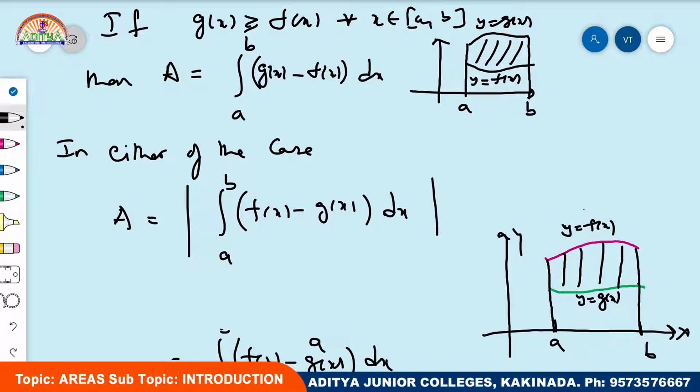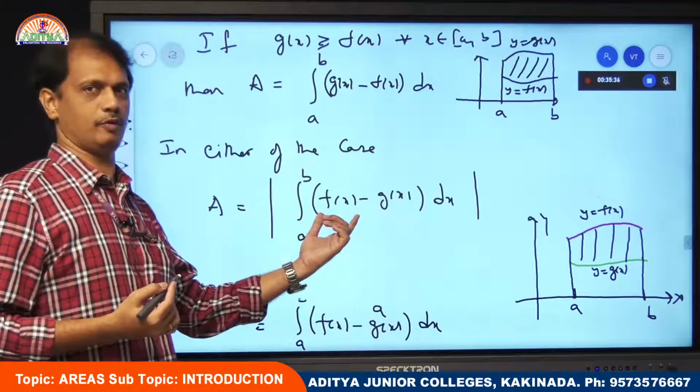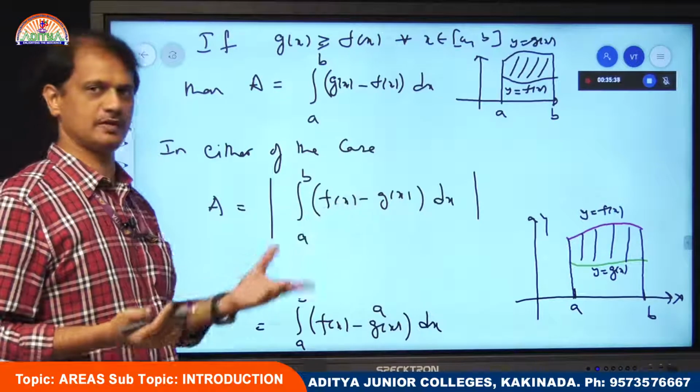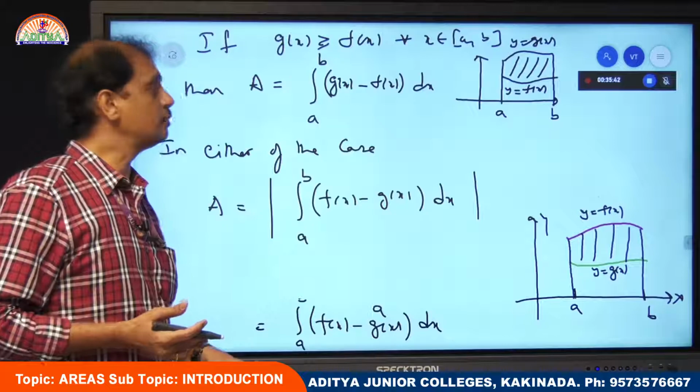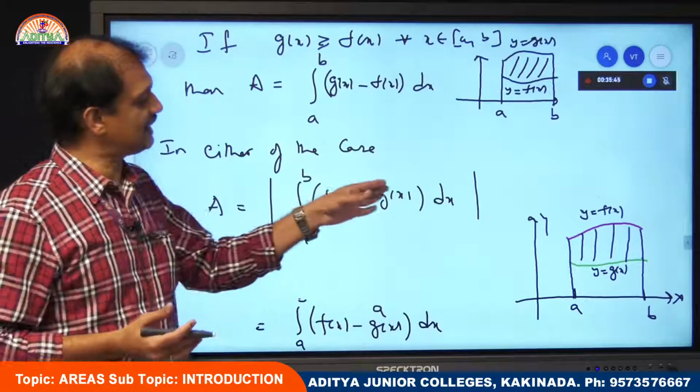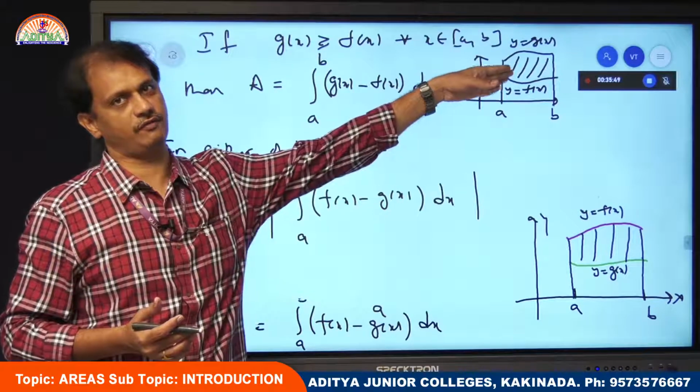Why am I considering it like this? Suppose f of x is more than g of x, then their difference will be a positive quantity. The summation of positives is always positive, and the modulus of a positive is again the same value. Suppose f of x is less than g of x, that means g of x is always more than f of x.